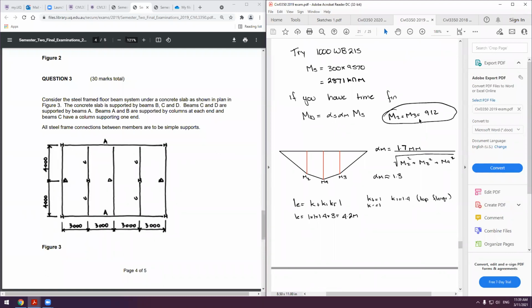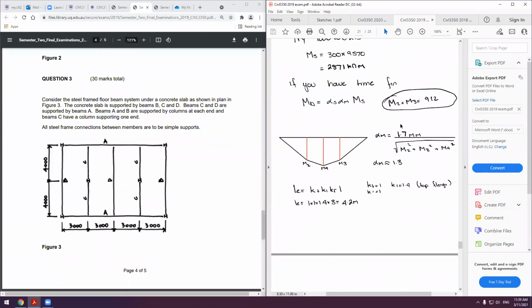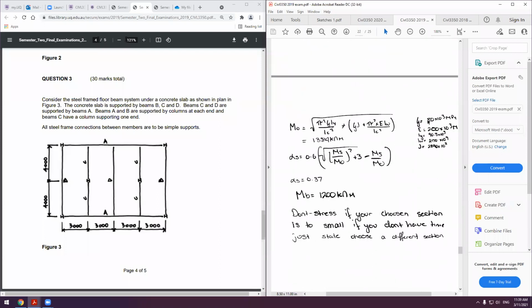So alpha S is calculated using this lovely formula, and in this case, it's 0.37. And alpha M is calculated using this formula here, which gives an alpha M of approximately 1.3. In this case, MB equals 1200 kilonewton meters.